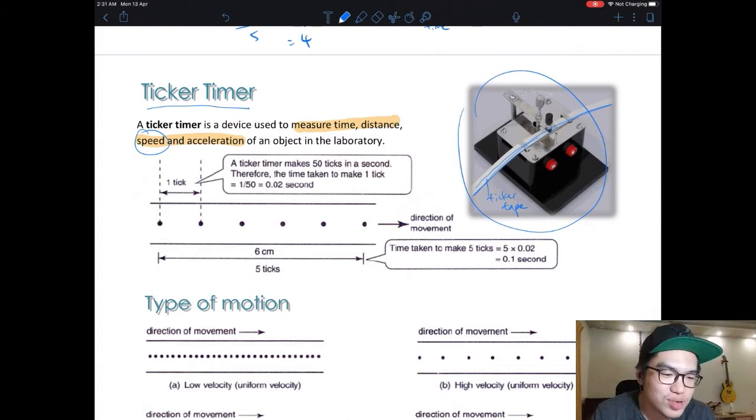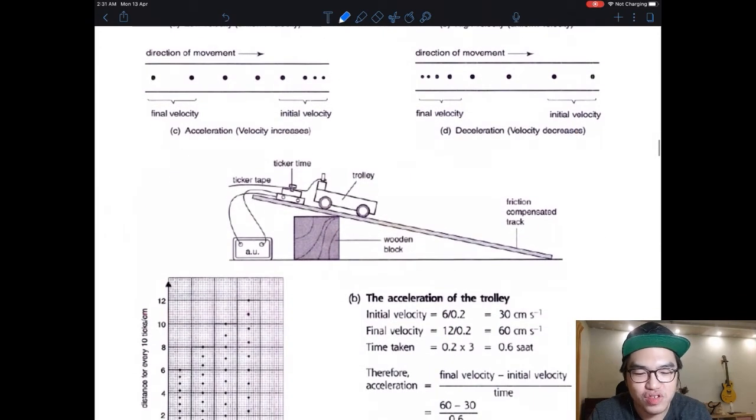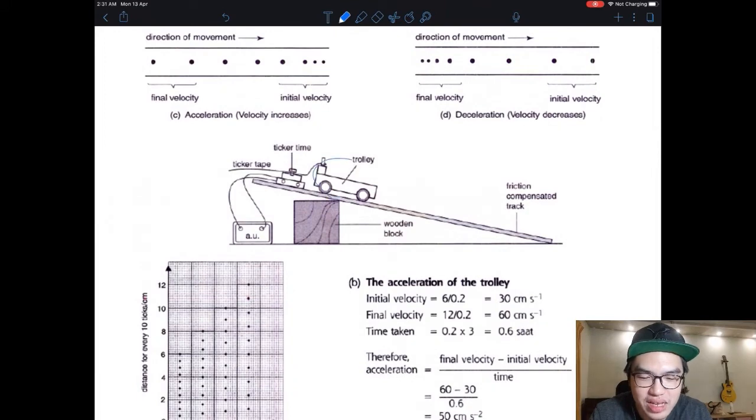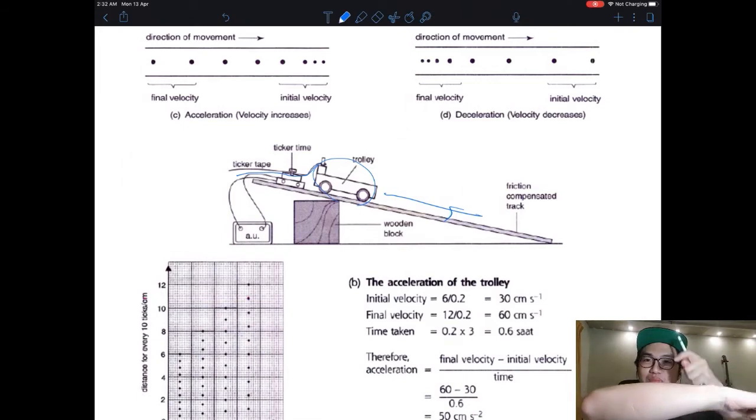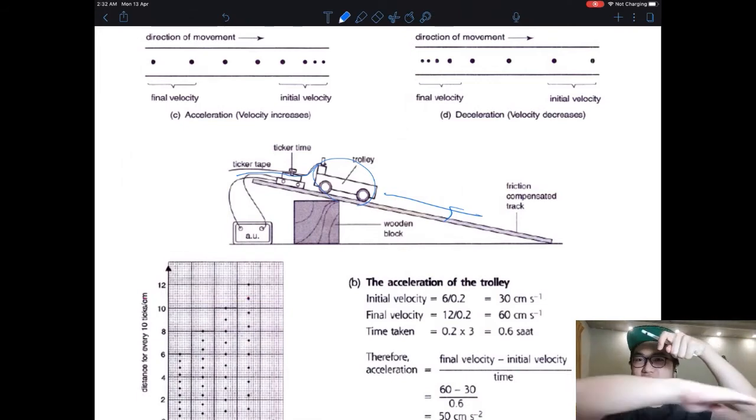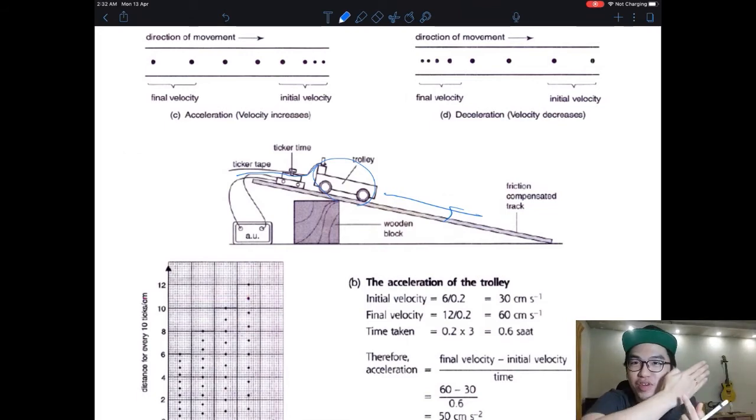So how do you do this? Let's look at the experiment. Imagine you have a trolley, and you tie the ticker tape to the ticker timer, and then when this trolley slides down, the ticker timer will make dots on the paper, sort of like this. Imagine this is the paper, this is the ticker tape. When I pull the ticker tape, it will dot on it. So by reading the dots, I know how fast the car is moving.